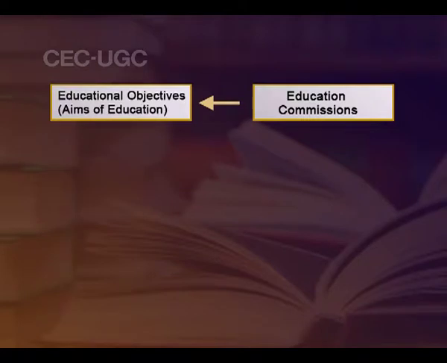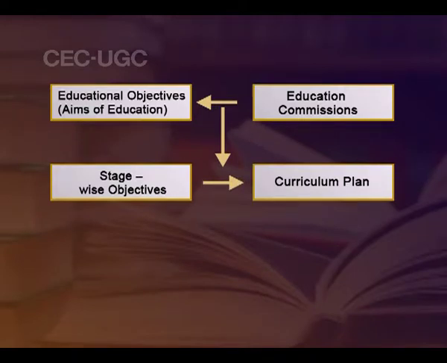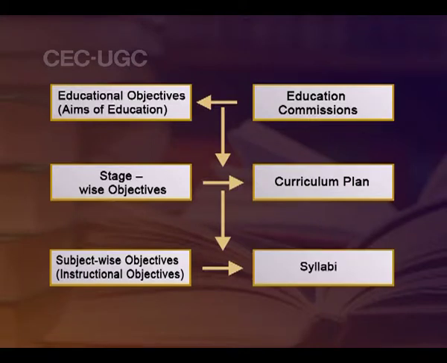The broader aims of education are formulated by the education commissions of each country. In order to achieve the broad aims, different committees will be formed comprising of experts from various fields like I said before. The committees then formulate stage-wise objectives and curriculum plan. For example, curriculum for schooling up to 10th standard. From these, then the subject-wise objectives are formulated. What is to be taught in science, mathematics, social studies, etc. Once these subject-wise objectives are made, then syllabi for individual subjects can be formulated.